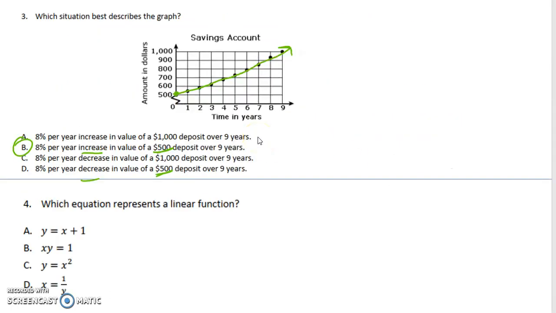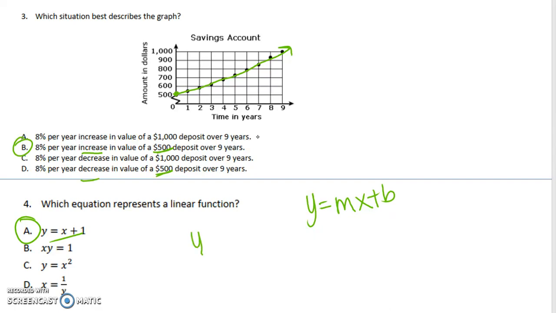All right. Which equation represents a linear function? Remember, a linear function is in the form of y equals mx plus b. So go ahead and pause real quick. Check out these equations below. Which one is going to represent a linear function? That would be A. It's actually in the form of y equals mx plus b.